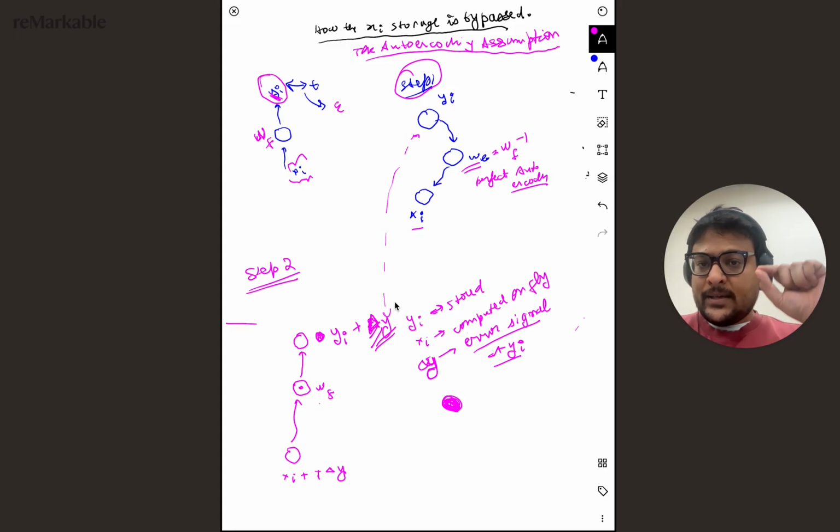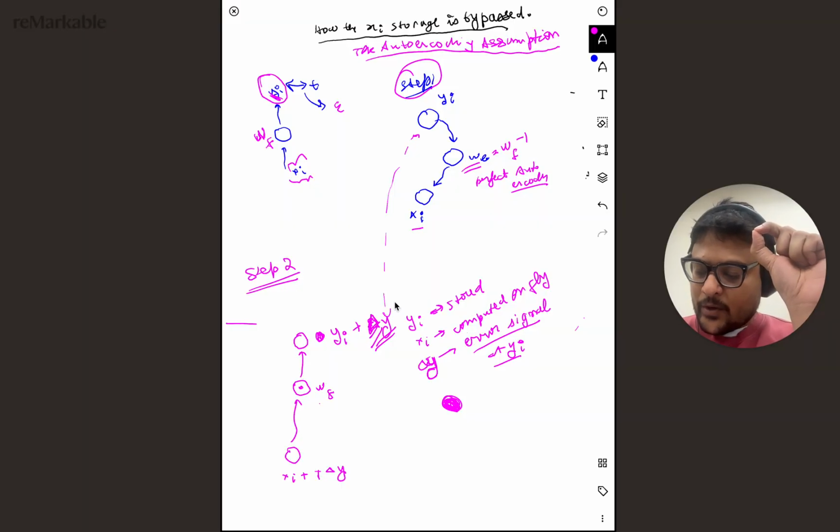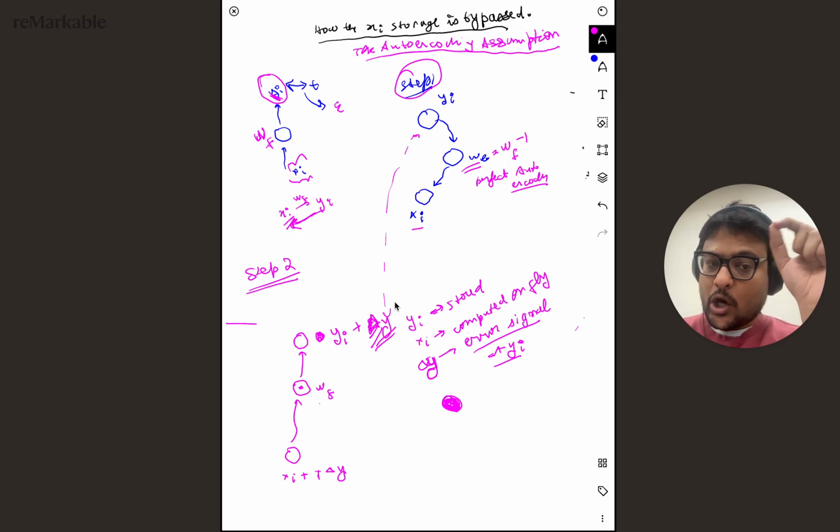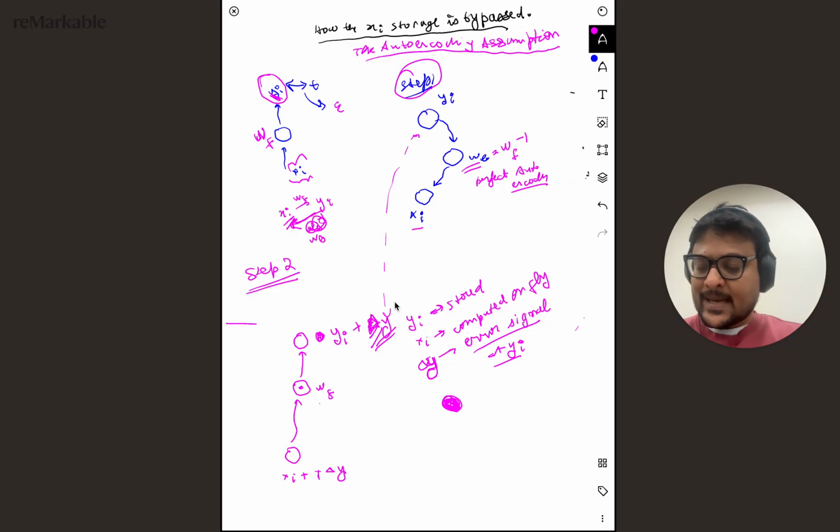Okay, so now the key idea is that if somehow you can train an autoencoder in which you went from xi via weight wf to yi, and somehow if you can go from yi to x, if you can learn this one-to-one mapping, then you can technically construct xi as you need it on the fly. So in that case, you don't need to store xi, but you can learn this backward network which can reconstruct xi.